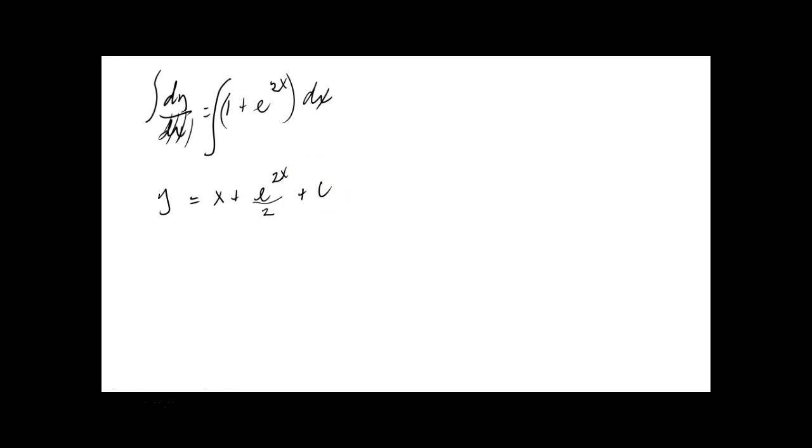Now, if in doubt, not certain of that answer, take a derivative and see if you come back to getting this. So dy dx would be 1 plus 1/2 e to the 2x times 2. The 2's go out. 1 plus e to the 2x. Yep, you got it. And the derivative of c equals 0. So yes, that checks. If only they could all be that nice.